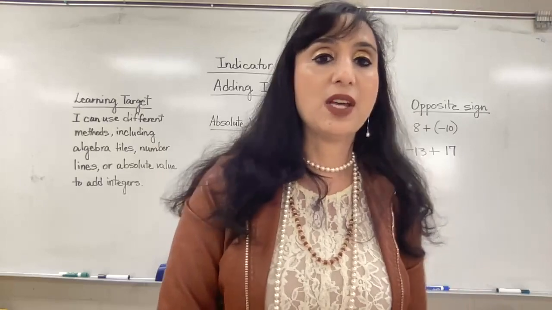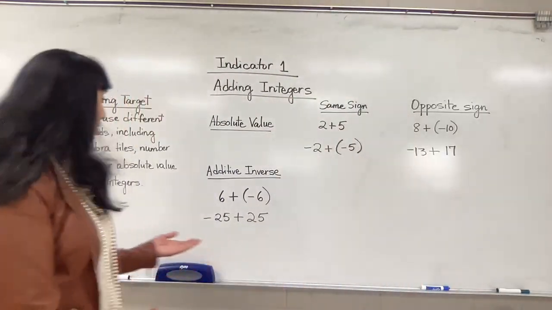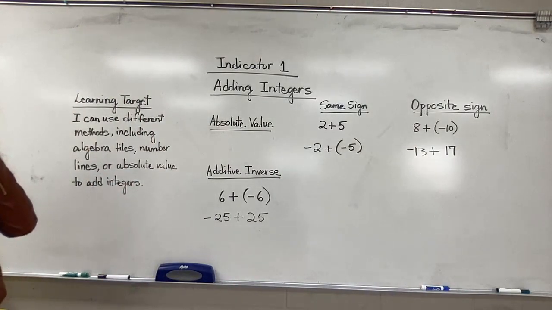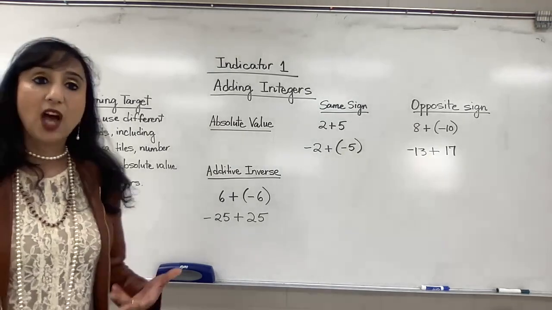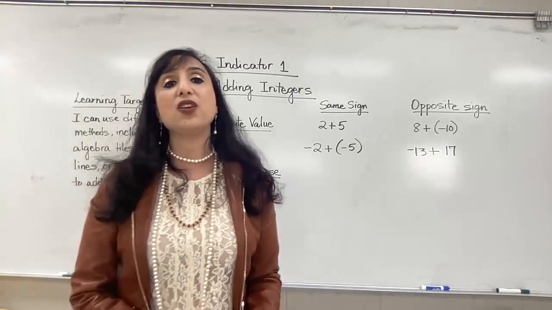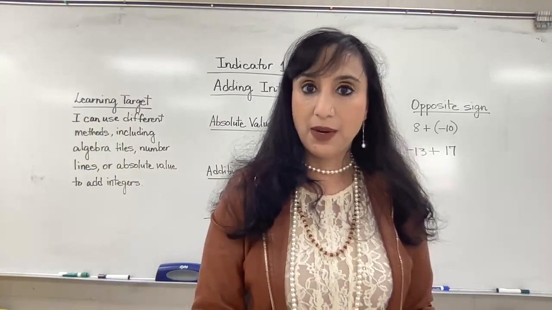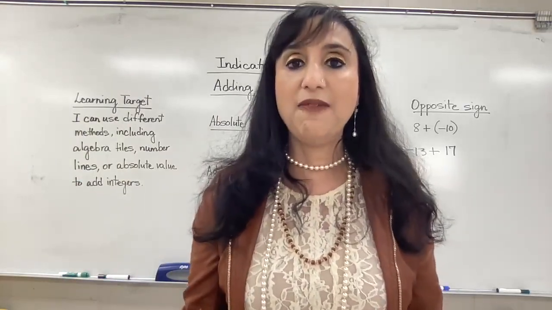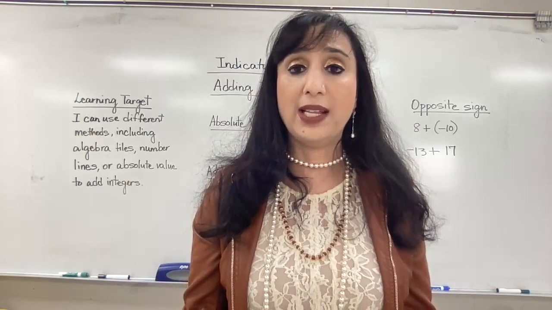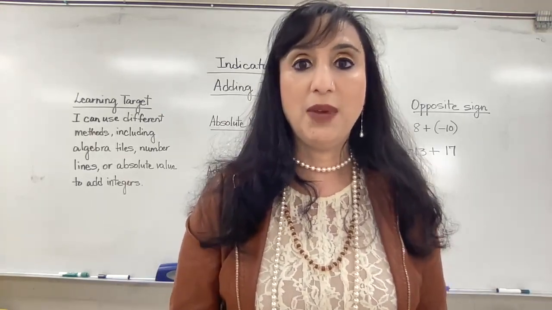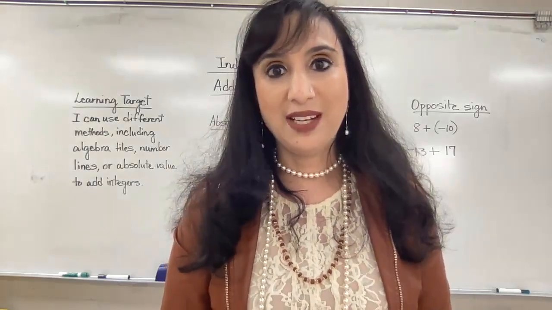Additive inverse, we are going to talk about that also. The sum of a number and its additive inverse, which is its opposite, gives you zero. So with additive inverse, you're taking the opposite of a number. Just like I said, the opposite of 5 is negative 5, and I know that the sum of them, 5 plus negative 5, is going to give me 0. Okay, so that's what additive inverse means.